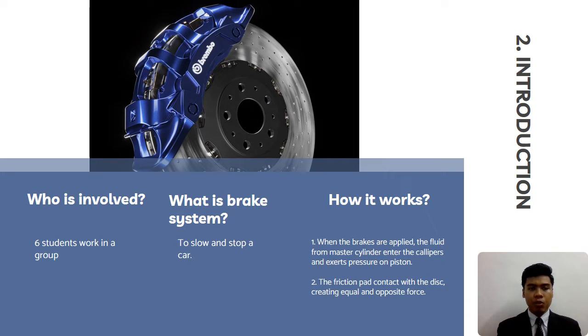And how does it work? The braking system consists of a few components such as brake pedal, master cylinder, brake fluid reservoir, brake line, disc caliper, and disc rotor. When the brakes are applied, the fluid from the master cylinder enters the caliper and exerts pressure on both pistons. Then the friction pads come into contact with the disc, creating equal and opposite force.